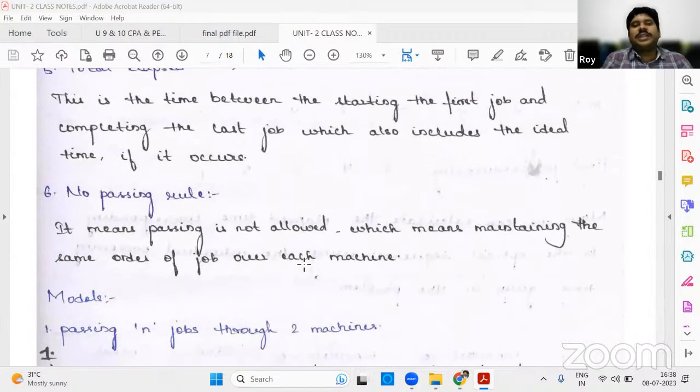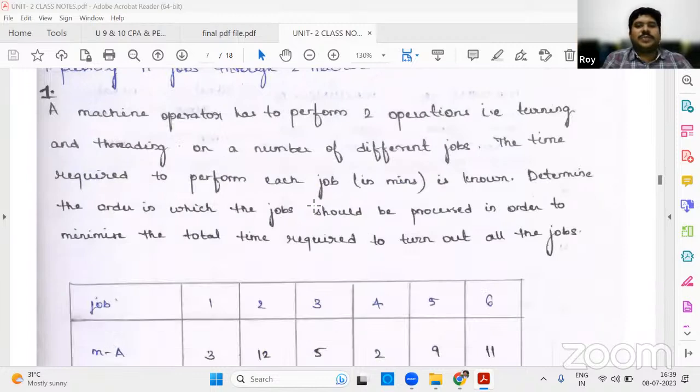No passing rule. No passing rule means, let us say there are two machines. One is filling and the second one is capping. And there is the no passing rule. Definitely after filling the liquid, it has to go to the next machine, right? In the same order. Now let's see the first problem.